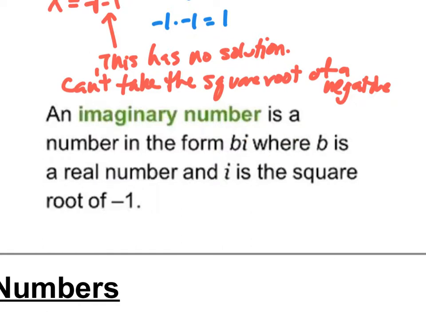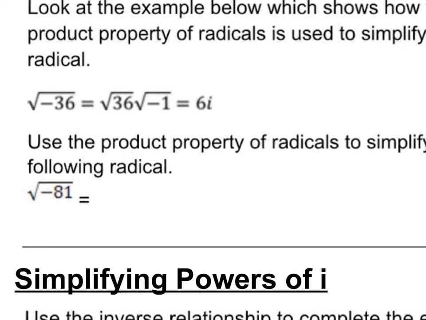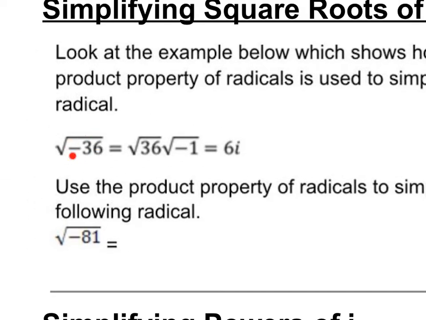Whereas in the form of bi, where b is a real number and i is the square root of -1. So let's take a look at how we get that. When you take something like the square root of -36, you can split it up into the square root of 36 times the square root of -1. The square root of 36 gives you 6, and the square root of -1 gives you i. Therefore, you have the number 6i. So we can actually do this now, which is pretty cool.